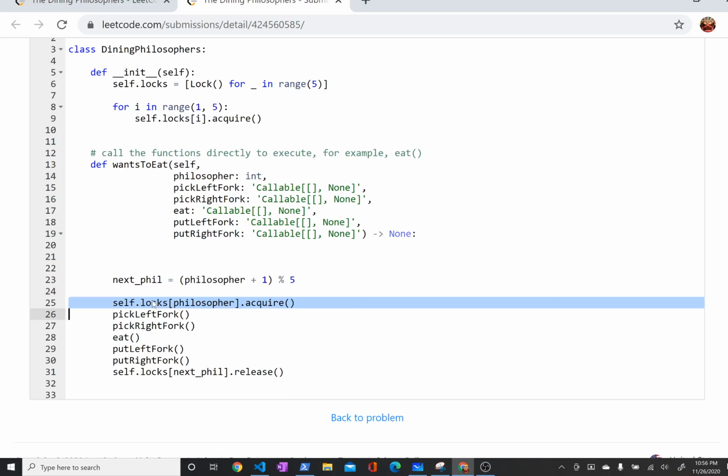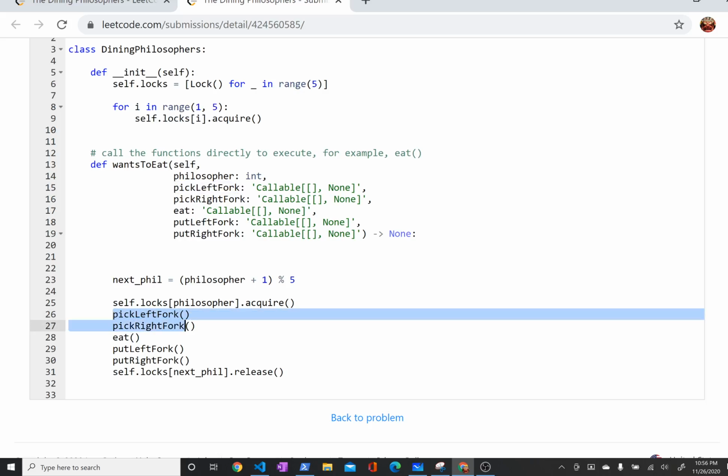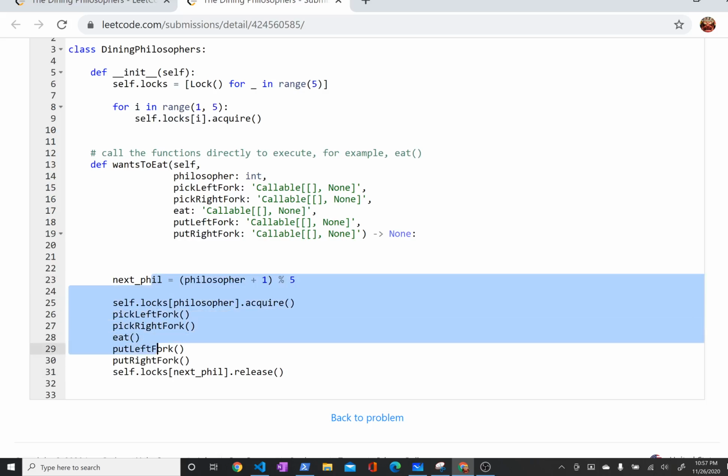What I'm going to do is try to acquire the lock. So remember, this is getting called 5 times simultaneously by my 5 philosophers. Philosopher 0, his lock is unlocked. I didn't lock it up here. So philosopher 0's lock is unlocked, and he's just going to continue on right away. He acquires his lock, and acquire just locks his lock, and then returns execution back to him. So what he does is he picks up his left fork, picks up his right fork, eats, puts his forks down, and then for the next philosopher, he unlocks that philosopher's lock. So that's what happens for philosopher 0.